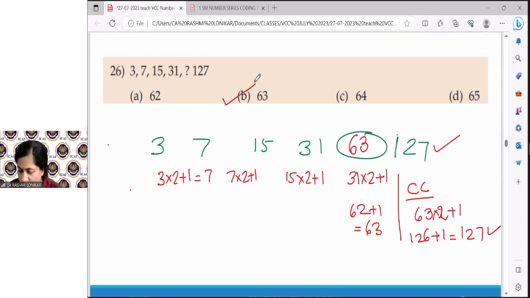Crystal clear, Om? Yes, Akruti is saying yes. Komalpreet is saying yes. Okay.